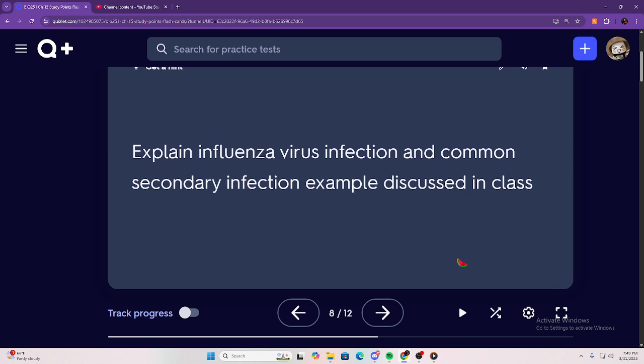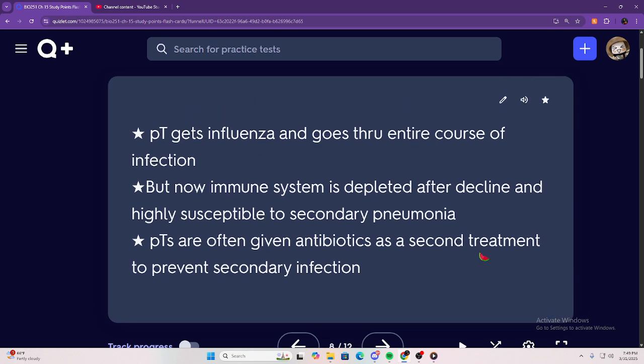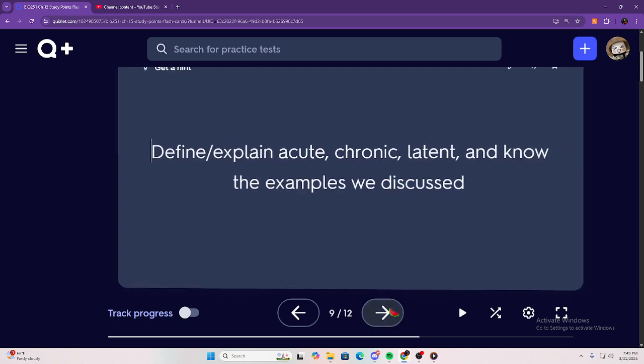Explain influenza virus infection and common secondary infection example discussed in class. So a patient gets influenza and they go through an entire course of infection. But now the immune system is depleted after decline and highly susceptible to secondary pneumonia. Okay, and now the patients are often given antibiotics as second treatment to prevent secondary infection. That's what I literally just went over earlier.